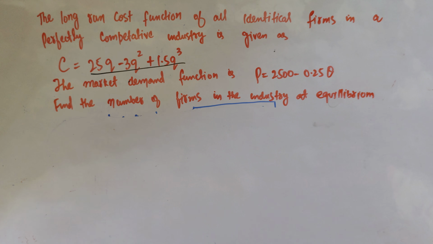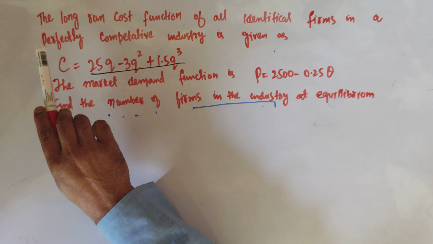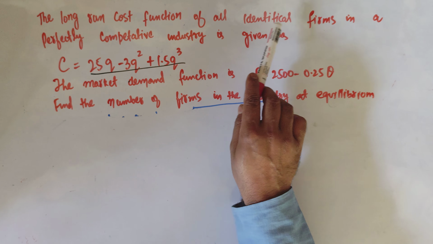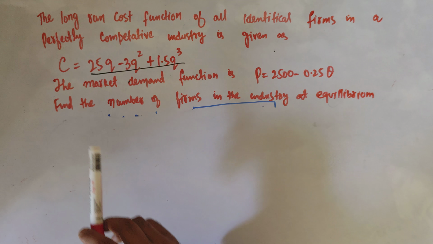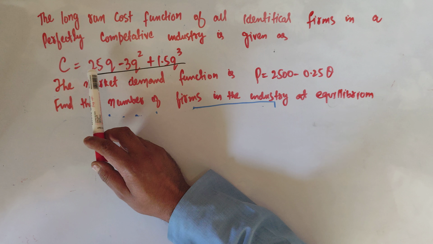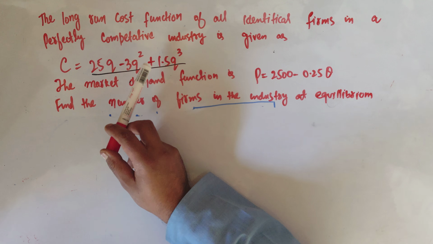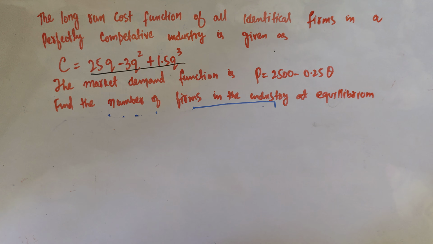In this video, we will learn how to find out the number of firms in perfect competition in the long run. The question is, the long run cost function of all identical firms in a perfectly competitive industry is given. We are being given the cost function of a representative firm as C = 25Q - 3Q² + 1.5Q³. Q denotes the output of each firm.